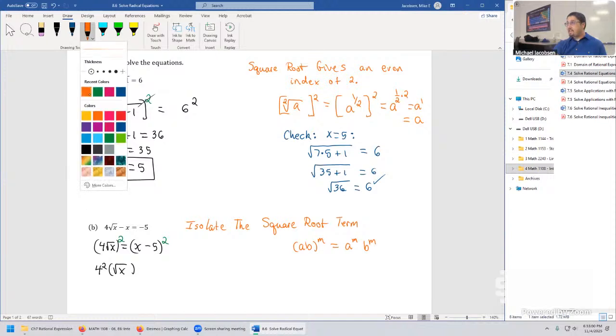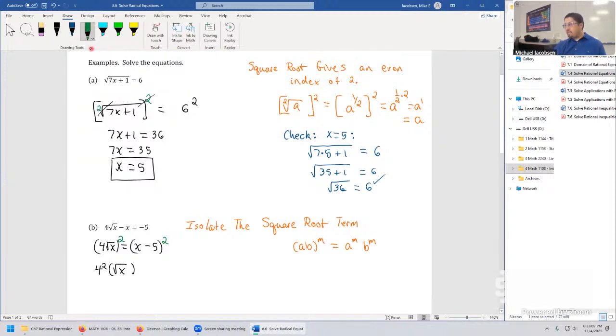The index inside, even though we don't always write it in, is an index of 2. Raised to a power 2 cancels in this way. So it's equal to x minus 5 squared. So x minus 5 times x minus 5. That means when we square on this step, we are just getting a 16. That's the 4 squared. Square root of x squared is just giving us an x altogether. And now there's no square root whatsoever left over in this problem.